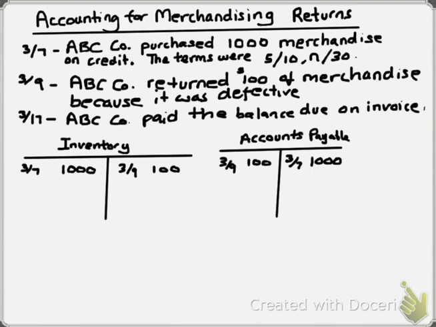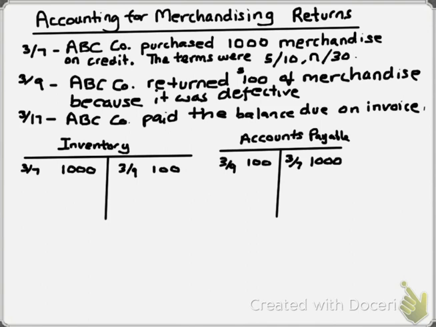Then on March 17th, we pay the balance due on the invoice. Now, the first question is, are we within our discount period? Let's take a look at our discount terms. 5, 10, and 30, which means we receive a 5% discount if we pay within 10 days, or else the balance is due within 30 days.